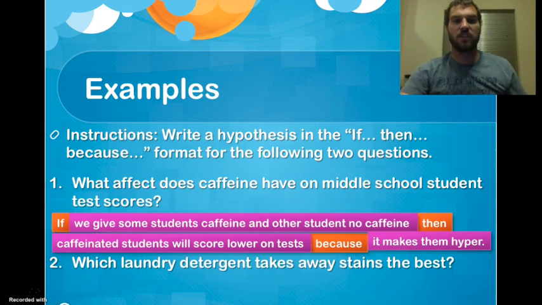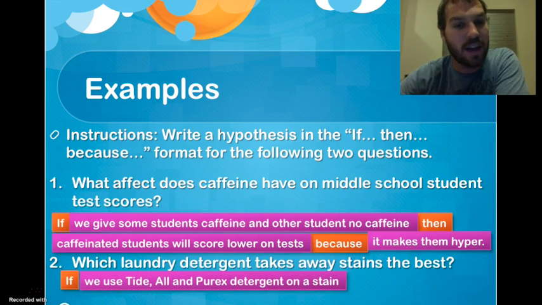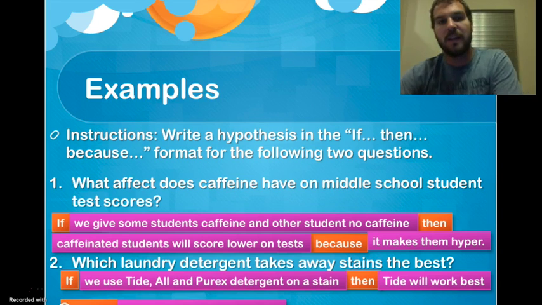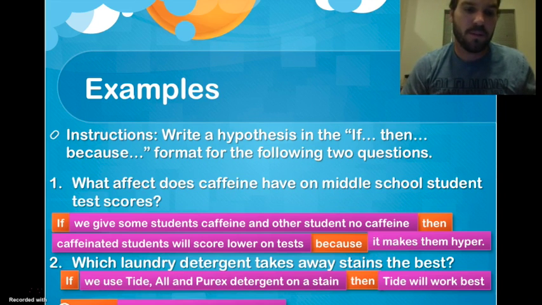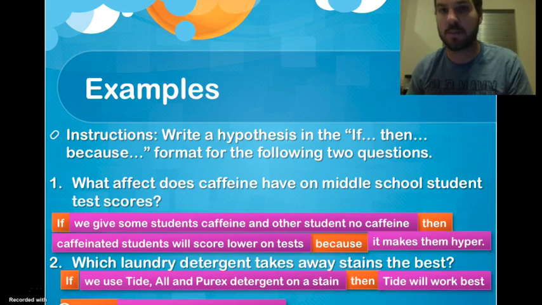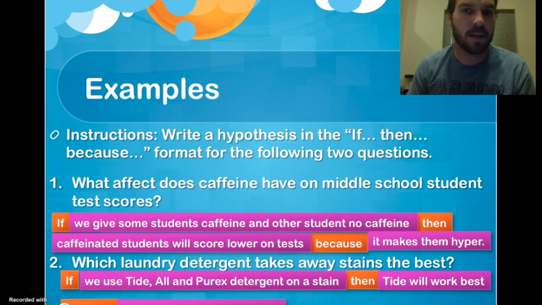Okay, second one, which laundry detergent takes away stains the best? If we use Tide, All, and Purex detergent on a stain, then what's my prediction? Tide will work best, so that's my prediction. Tide will work best because it costs more at the store. I don't know if that's true, but that's my explanation. Okay, so hypotheses are pretty simple. If our plan, which is the manipulated variables, then our prediction, which talks about the responding variables. Because, why do we think this? Okay? Pretty simple.